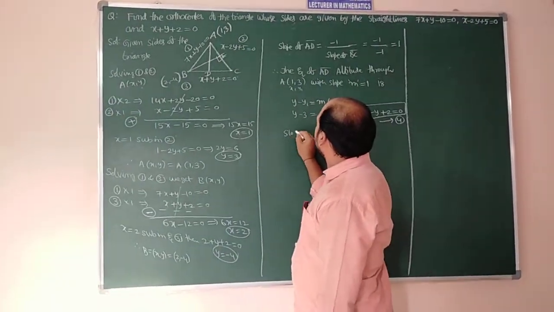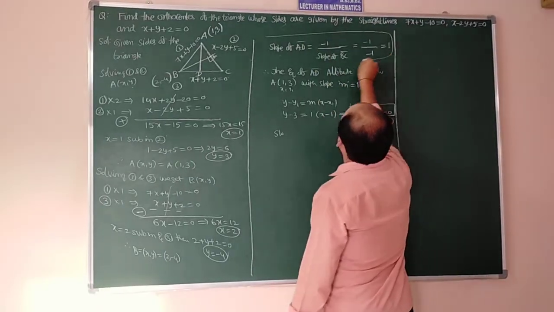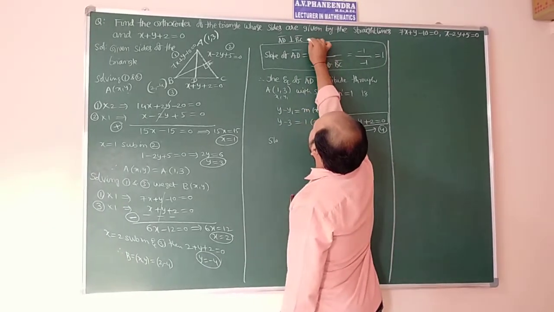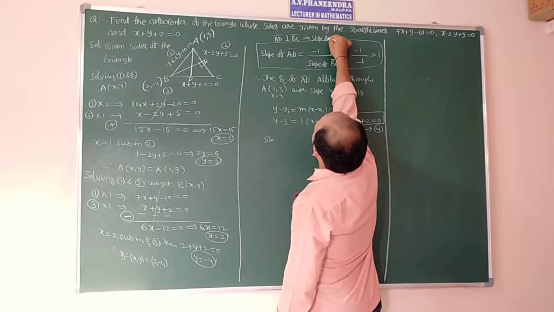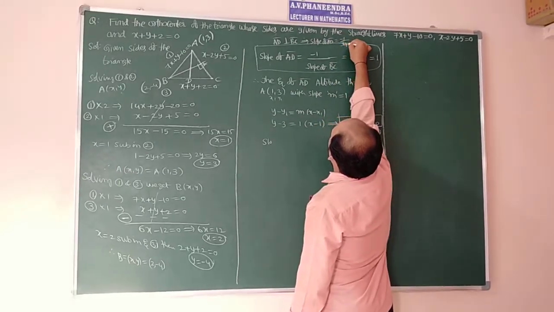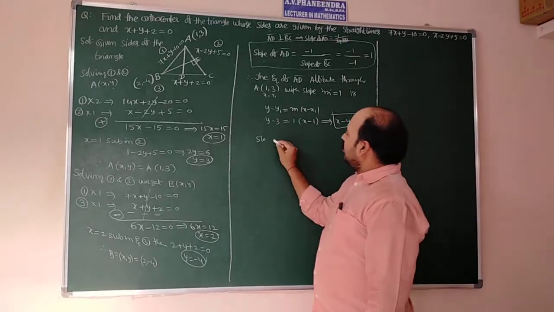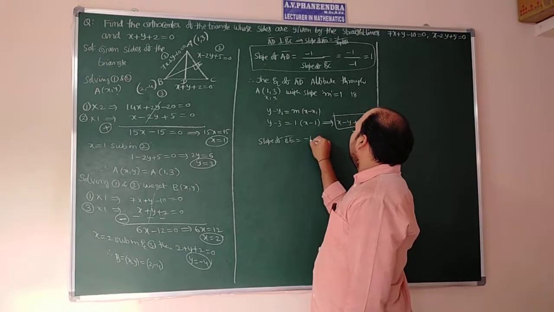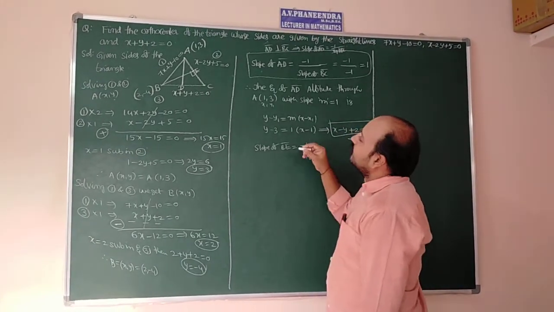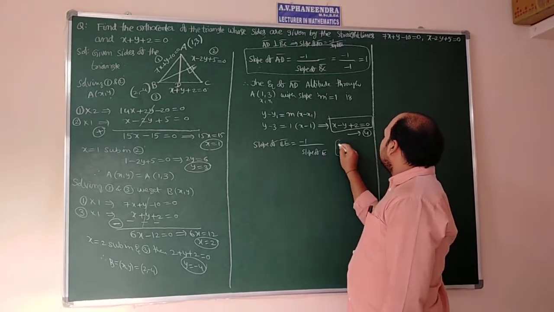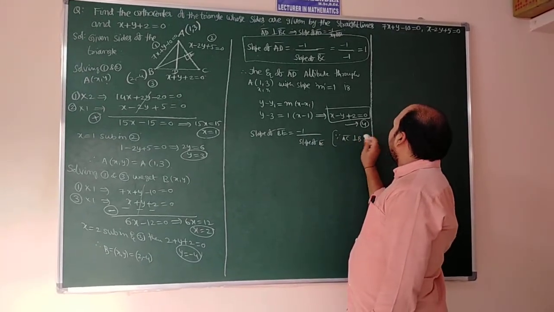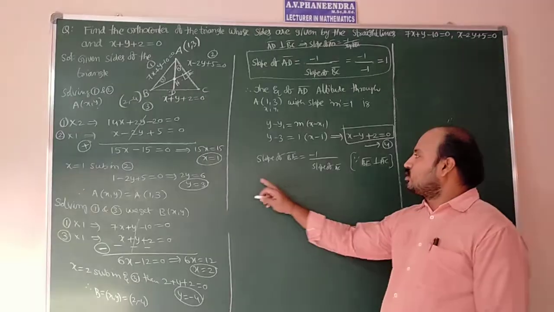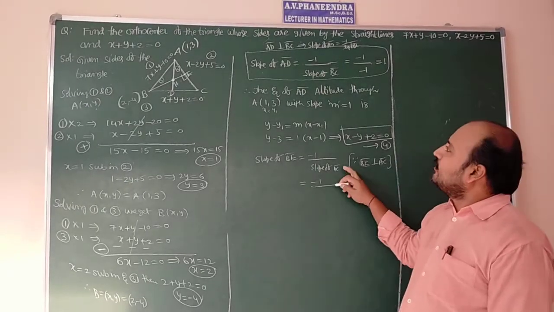So slope of, why are we writing this condition? We wrote this condition as AD is perpendicular to BC. That's why slope of AD is equal to minus 1 by slope of BC. Here also I want the slope of BE. Slope of BE is equal to minus 1 by slope of AC, since BE is perpendicular to AC. Slope of BE is equal to minus 1 by slope of AC, means AC is what?